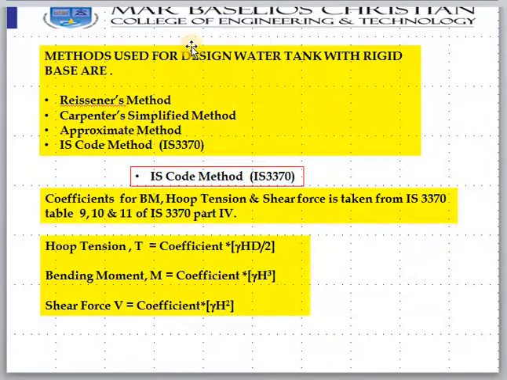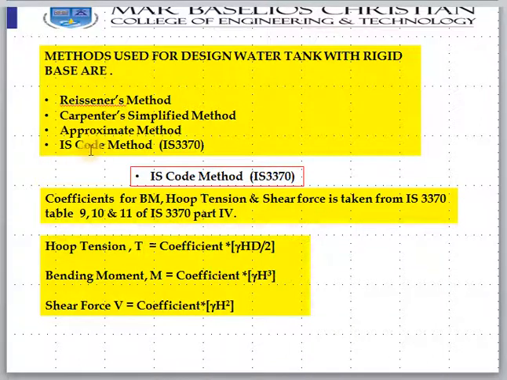Now going to the design of rigid base. There are 3-4 types of methods which we use. One is Reisner's method, Carpenter's simplified method, and an approximate method. This is only for you to understand. All methods have their own merits and demerits, but the IS code method, IS 3370, not 456, is going to be somewhat reliable, and it is easy also. So we will be following it, as our KTU syllabus speaks about usage of IS coefficients. From this we will be finding out the coefficients.